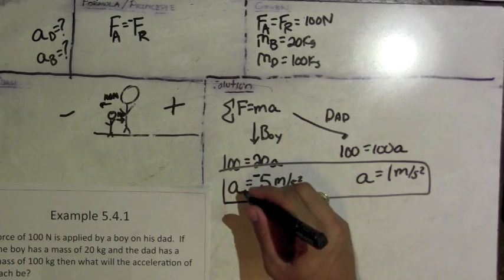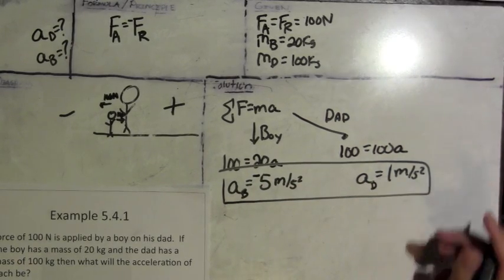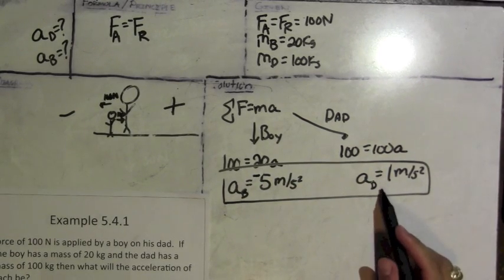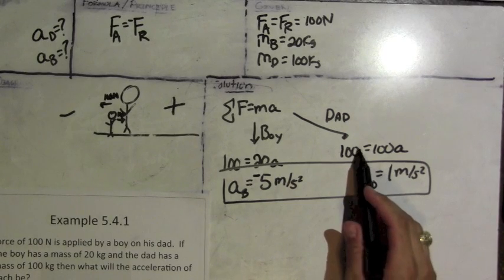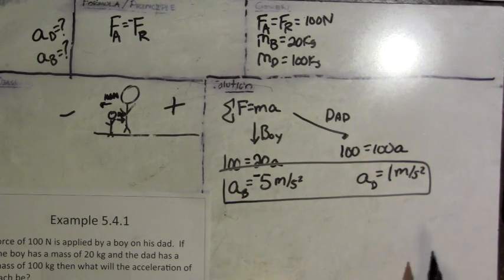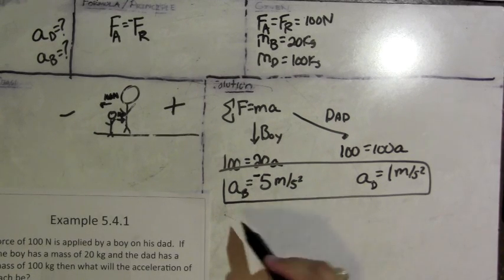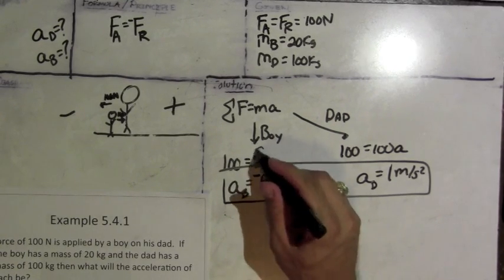So you have the acceleration of the boy and the acceleration of dad. Now the reason why dad experiences less acceleration is because he is more massive. A lot of people get this confused. They say, well, wait a second, the forces are equal and opposite, so shouldn't they accelerate the same? And the answer is no. The acceleration, remember, is dependent on the mass value.